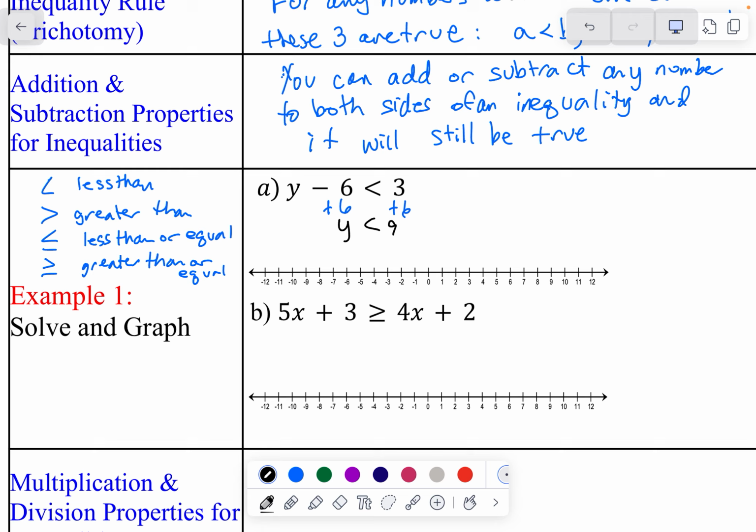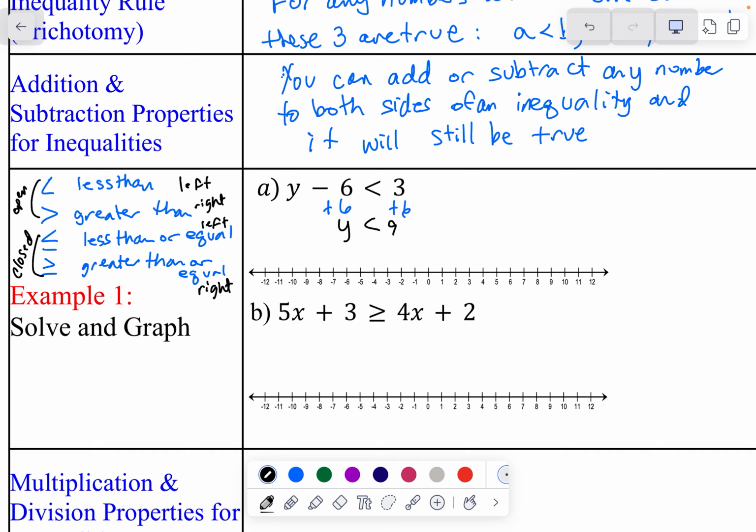Now, less than symbols are going to shade to the left. These two are going to be open circles. These two are going to be closed. The closed indicates that we are being equal to that value. We're allowed to be equal to that value. The open circle says that we are not. Less than, we're going to shade to the left. Greater than, we're going to shade to the right.